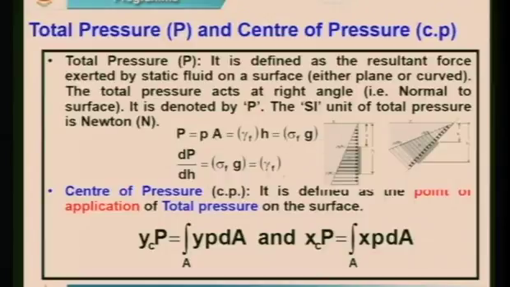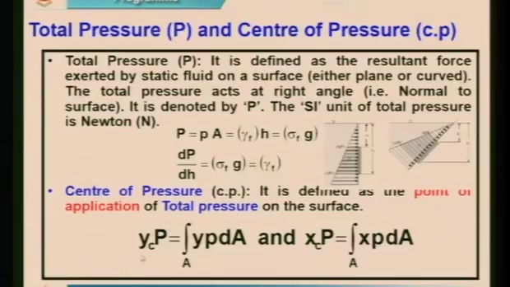In that case, we would like to see where the center of pressure is. The center of pressure is the point where the total pressure P is acting. The center of pressure is the point where the total force, or the hydrostatic force, is acting. It means if this is a vertical plane, as I was showing you through a plate, this is the force.